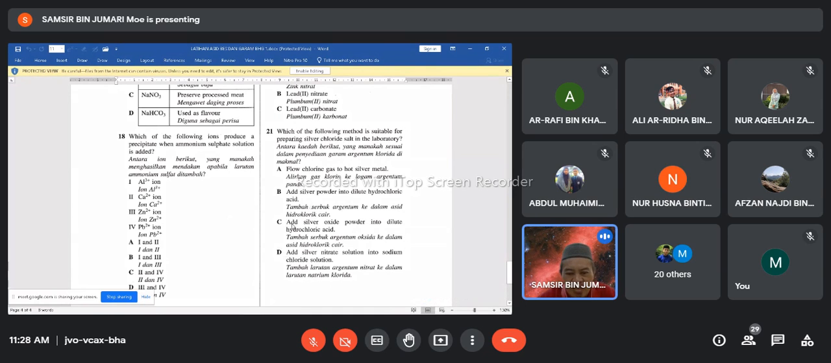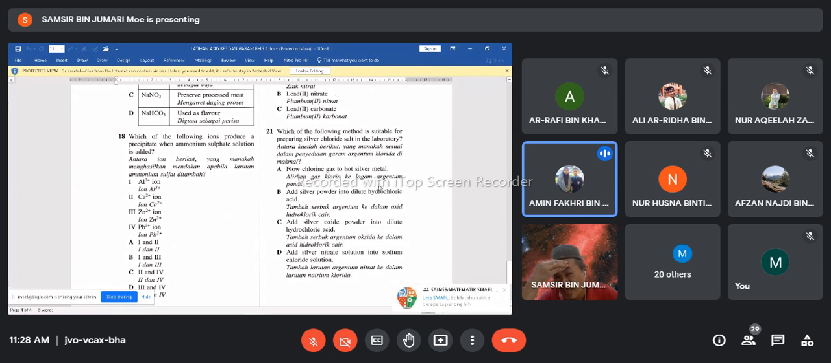Okay, why don't we use the A one? Flow chlorine gas to hot silver metal. Maybe because chlorine gas isn't an ion. An ion.